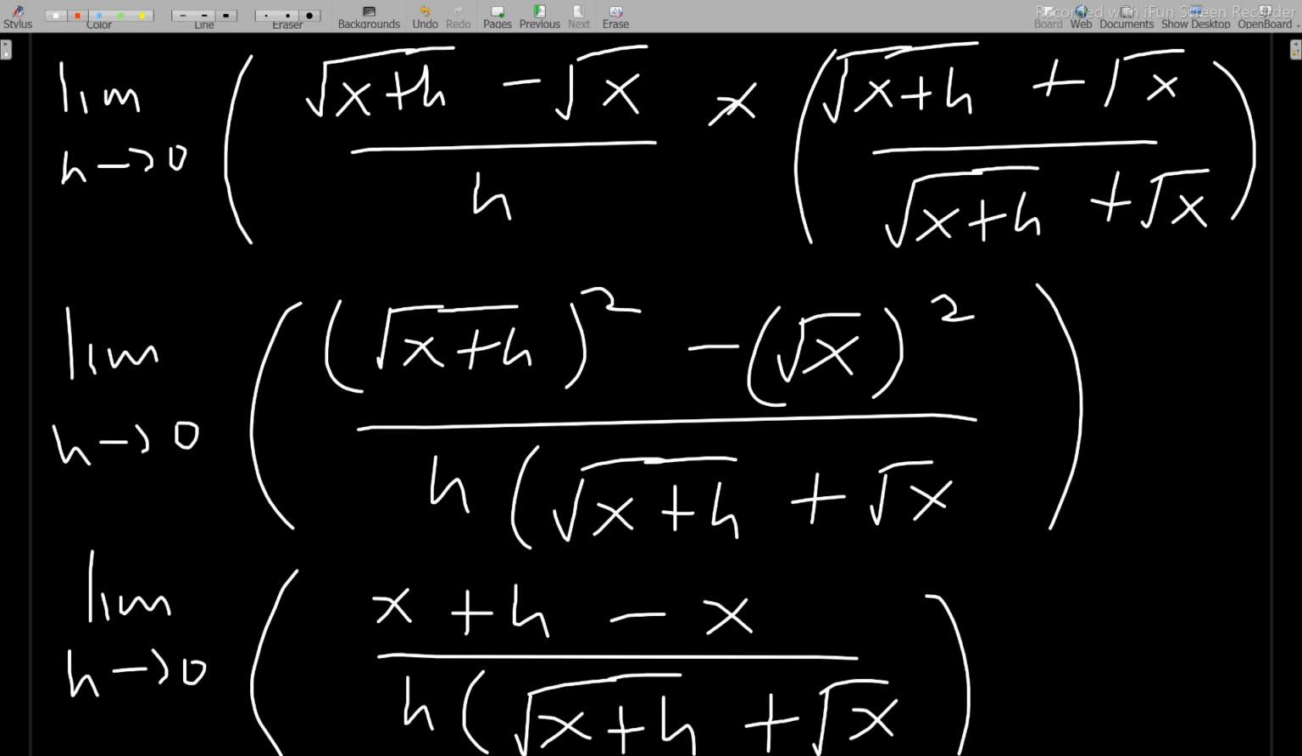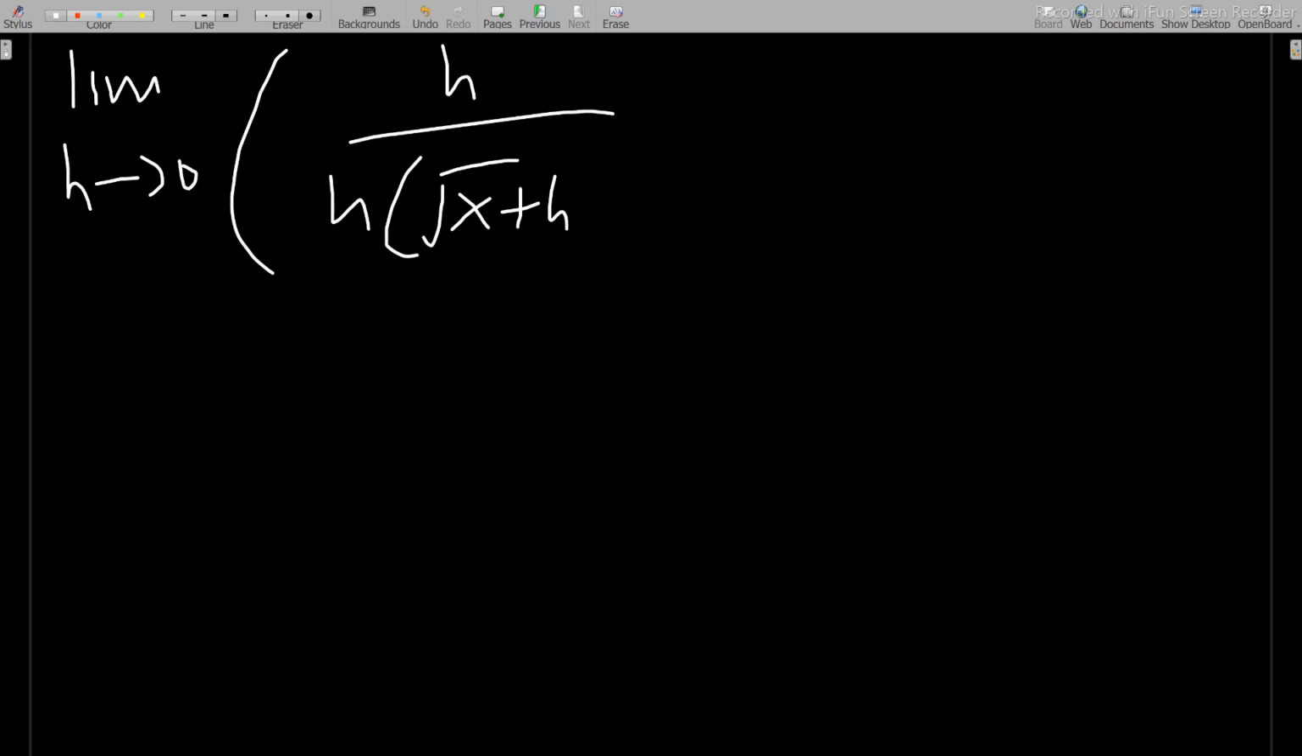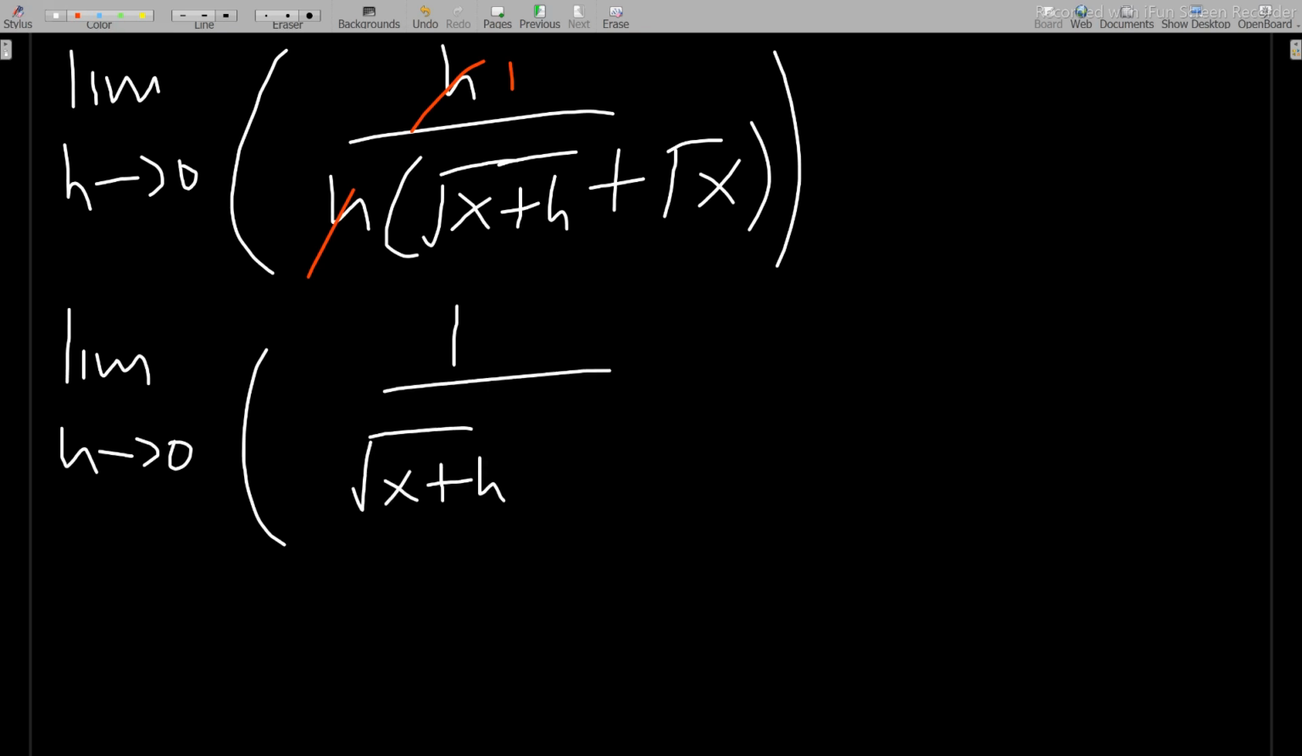Now we have to cancel some terms, okay, so x can cancel minus x, and then we'll be left with h over that, okay. So we have the limit as h approaches 0 of h over h times the square root of x plus h plus the square root of x, okay. And now h can take h away, and we'll be left with 1 at the numerator. So we'll be left with the limit as h approaches 0 of 1 over the square root of x plus h plus the square root of x.